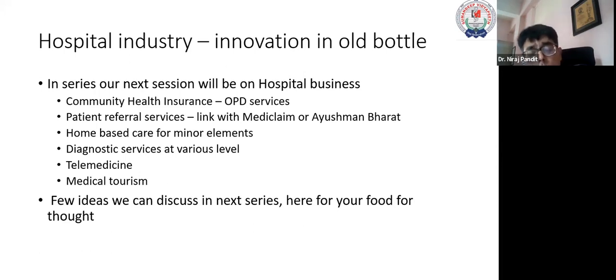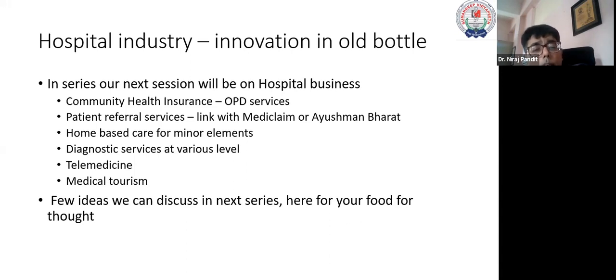There are few industries, insurance companies, that are charging very high premium with the OPD services also, but it's a huge file, not possible to reach everybody. So how can we innovate in this community health insurance concept? Patient referral services. This is very important. Now with the Mediclaim and Ayushman Bharat, you can have some different business model to develop a patient referral mechanism.